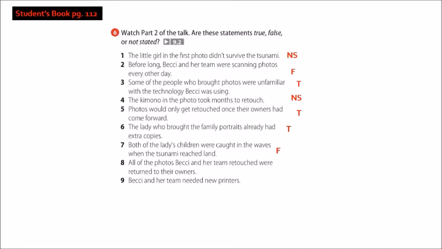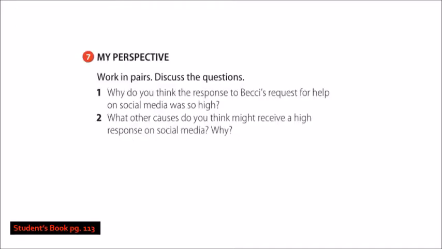Number 8, all of the photos Becky and her team retouched were returned to their owners. That is false. And Becky and her team needed new printers. That is false, right? They had enough equipment. They even had money to buy it. It mentions that they spent some dollars on it, right? Good. So let's move on to number 7, which is my perspective.